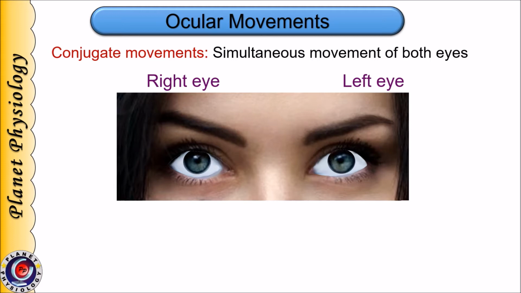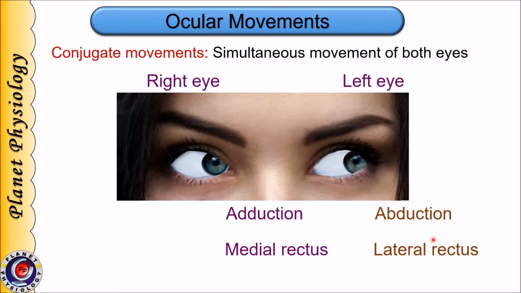During conjugate movements, extraocular muscles work in pairs. As you can note here, turning of eyes towards the left is caused by simultaneous contraction of medial rectus as well as lateral rectus muscle. So eyes have turned to the left side. So for the left eye, it is the contraction of lateral rectus muscle, and for the right eye, it is the contraction of medial rectus muscle. So always medial rectus and lateral rectus work as a single pair.